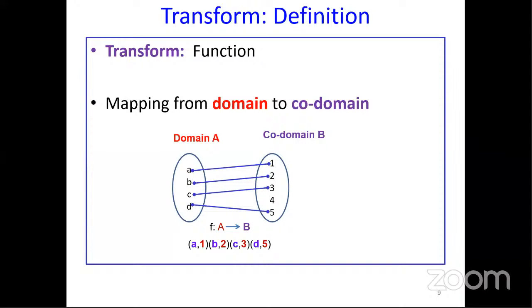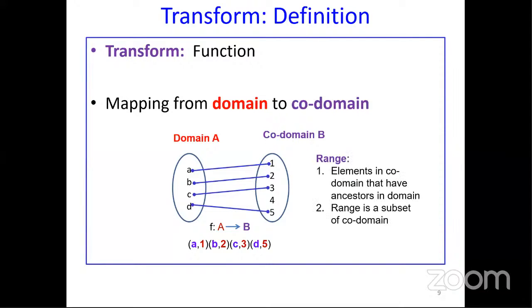Another terminology that is associated with the function is called as the range. So what is basically range? Range is basically a subset of this codomain. So what are all the elements for which I have a relationship with the element in domain, that I'm calling it as the range. Range here is 1, 2, 3 and 5, which is basically a subset of 1, 2, 3, 4, 5. So this is what we have to understand.